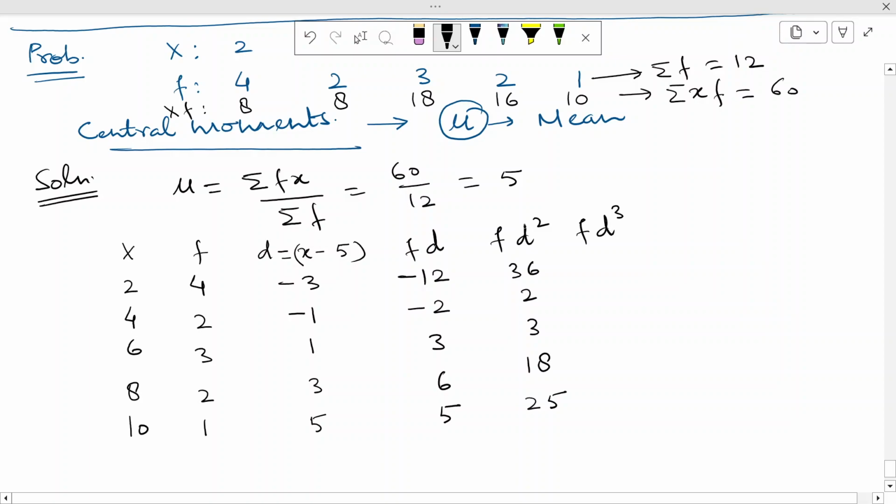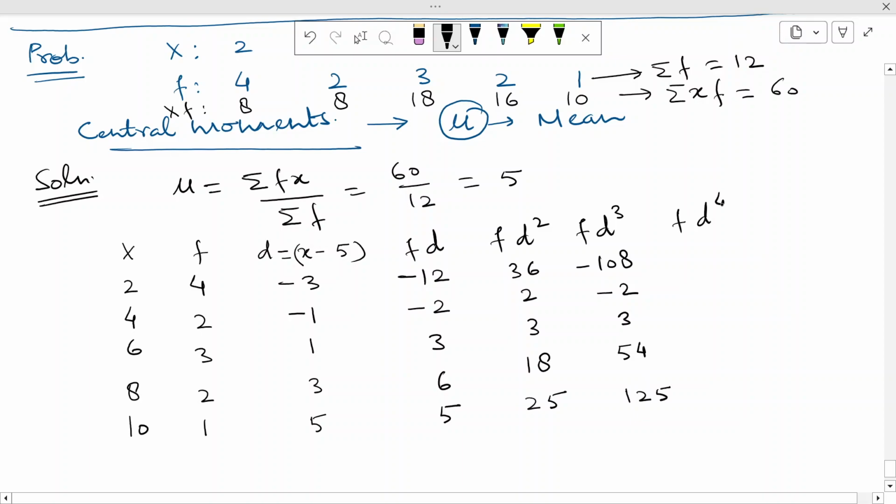Then we have FD cube, which is coming out. FD cube means you are multiplying FD square with D. So this is minus 108 because 36 multiplied by D, which is minus 3. Similarly 2 multiplied by minus 1 is minus 2. Next we have 3. Then 54. And lastly we have 125.